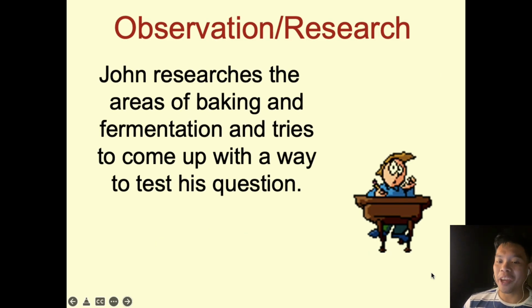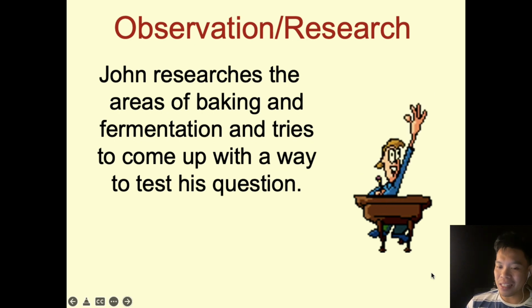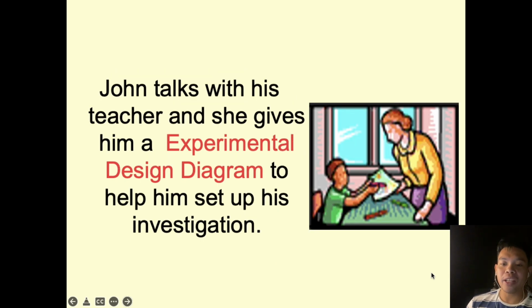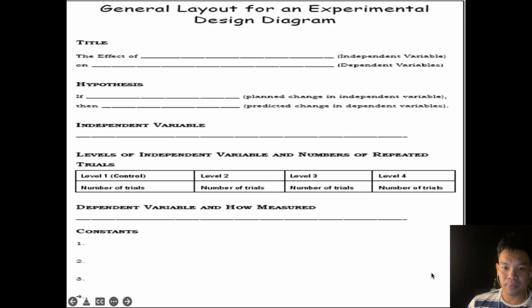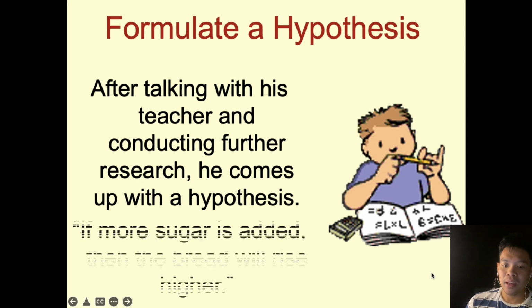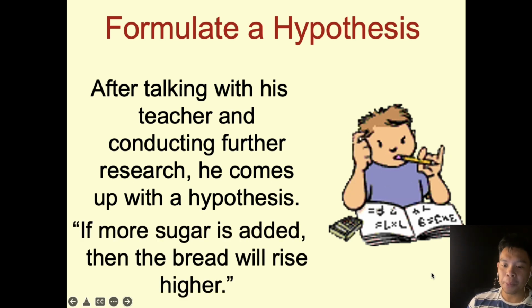John researches the areas of baking and fermentation and tries to come up with a way to test his hypothesis or question. He keeps all of his information on this topic in a journal. John talks with his teacher and she gives him an experimental design diagram to help him set up his investigation. After talking with his teacher and conducting further research, he comes up with a hypothesis. If more sugar is added, then the bread will rise higher.